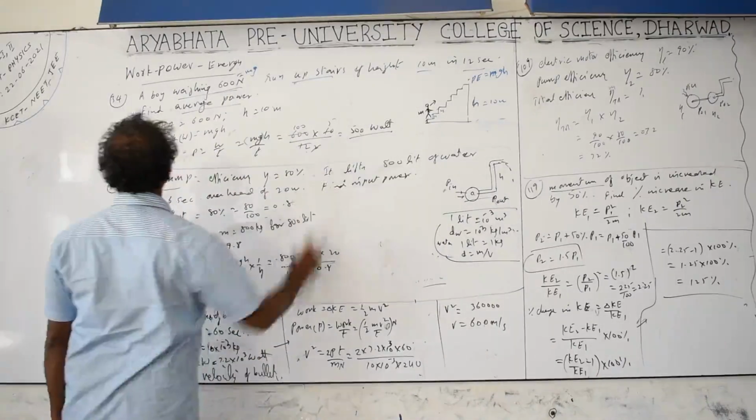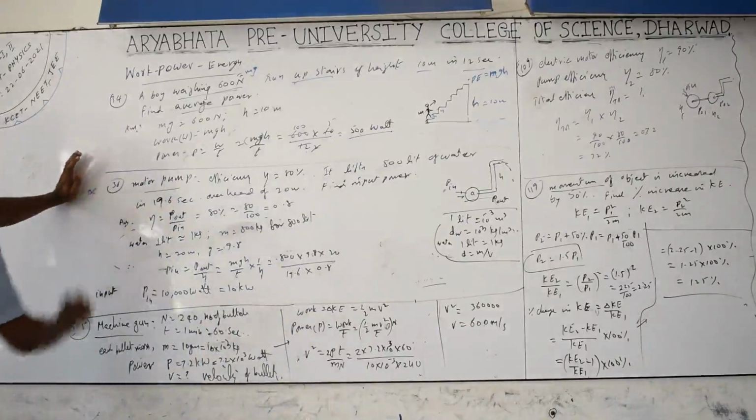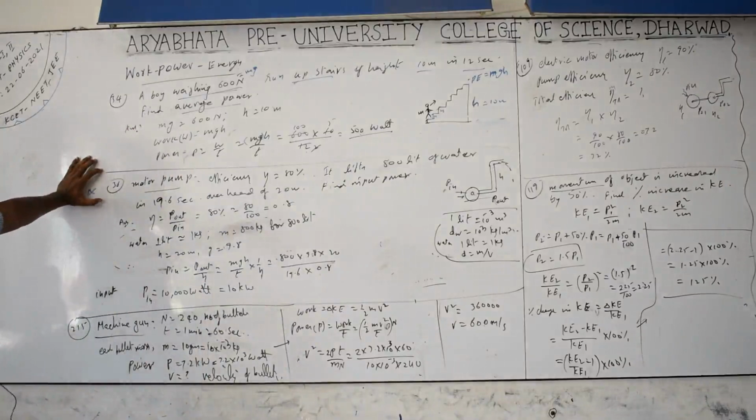or half a kilowatt. Next, motor pump efficiency. These efficiency problems are very important ones. For the motor pump, the efficiency eta is 80%.